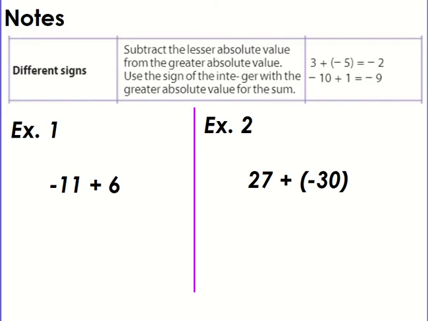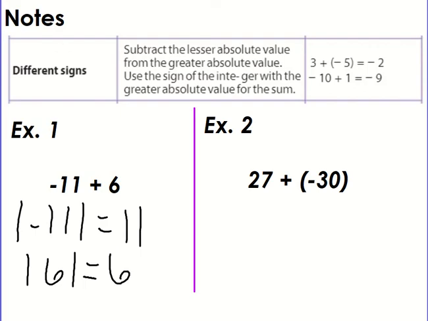So let's start first by finding the absolute values. The absolute value of negative 11 will be 11, and the absolute value of 6 will be 6. Well, 6 is smaller than 11. So we're just going to subtract: 11 take away 6 would be 5.